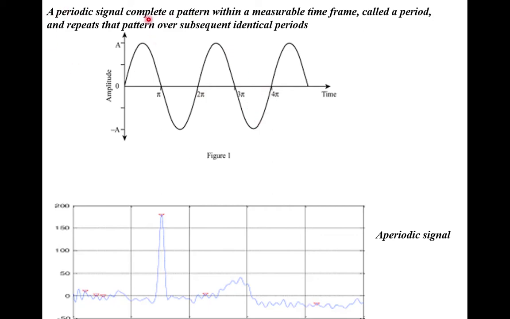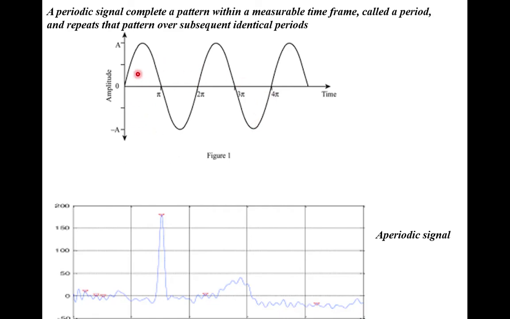A periodic signal is one that completes a pattern within a measurable time. In equal intervals of time, it repeats the same pattern again and again. This is called a period, and it repeats the pattern over subsequent identical periods. For example, in 1 second it completes one cycle, and in the next second it completes the same cycle. The same pattern is repeated every second. This is called a periodic signal.